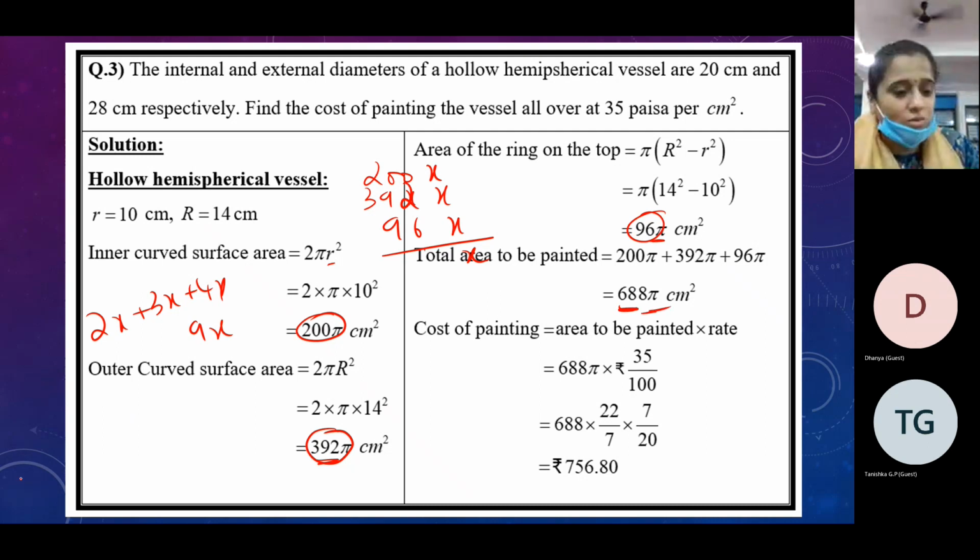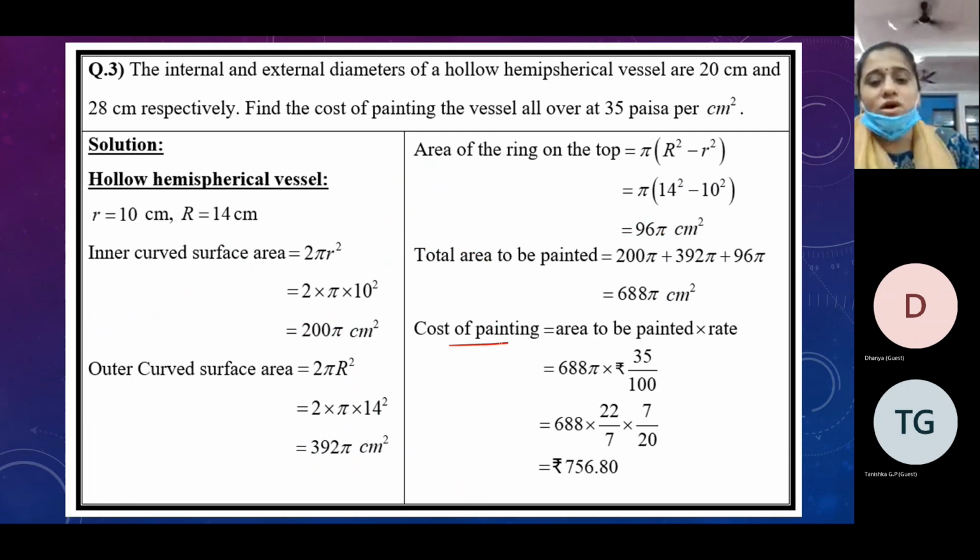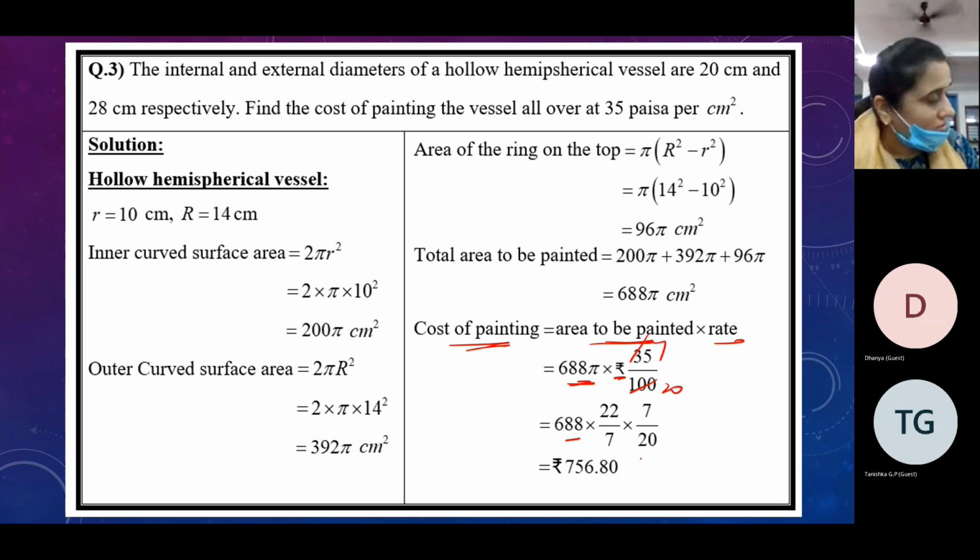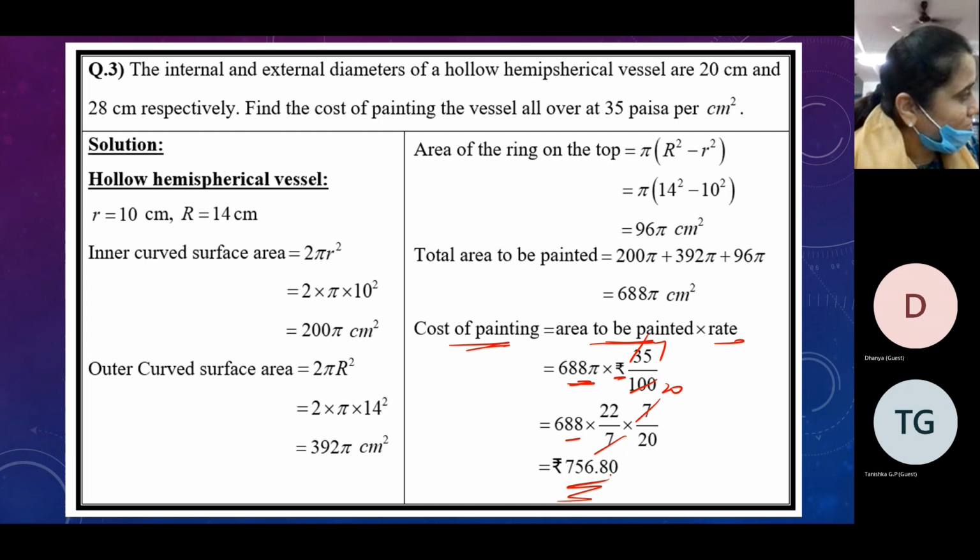688 pi. Now the cost of painting is area to be painted into rate. Area to be painted is 688 pi. Into the rate is rupees 35 by 100 because 35 paise. So 35 by 100 rupees. Correct? Now use the value of pi. See here, 688 into 22 by 7 into 35 by 100. 5 sevens are 35, 5 twenties are 100. So 7 by 20. Now see, 7 and 7 get cancelled. And then on simplifying, you get 756.8 rupees.